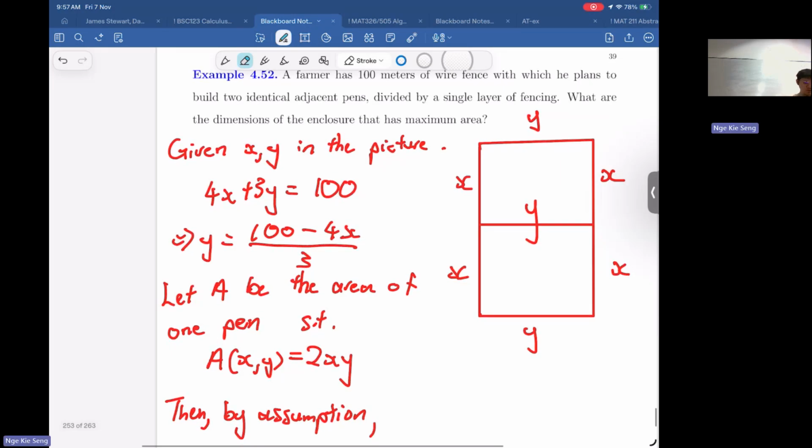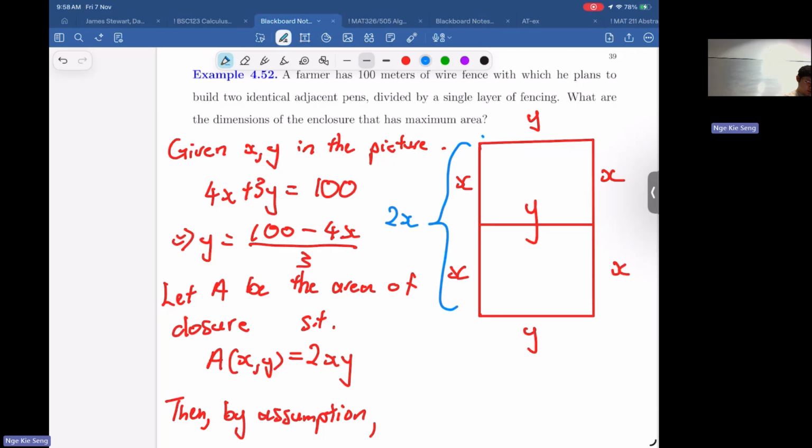In this case, do you want to maximize the whole enclosure, or just one pen? Maybe do everything together in this case. Let's do it for xy. Oh, just 2xy, sorry. 2xy is enough, right? This side here is 2x, and this side is y. If it's one pen, it's xy. Two pens is 2xy.